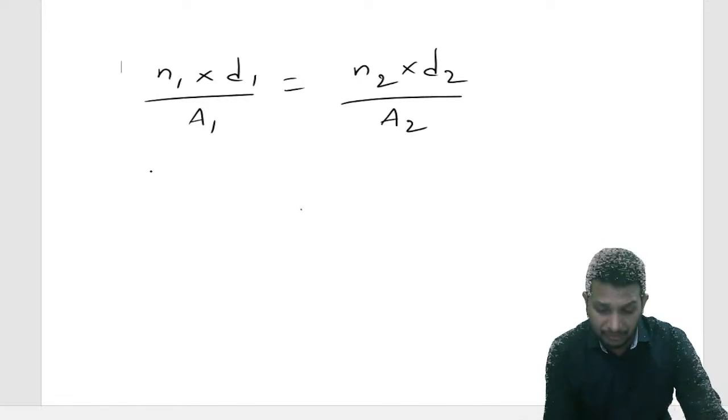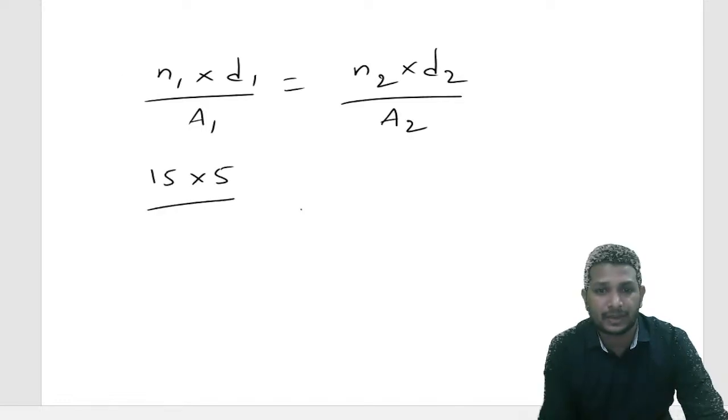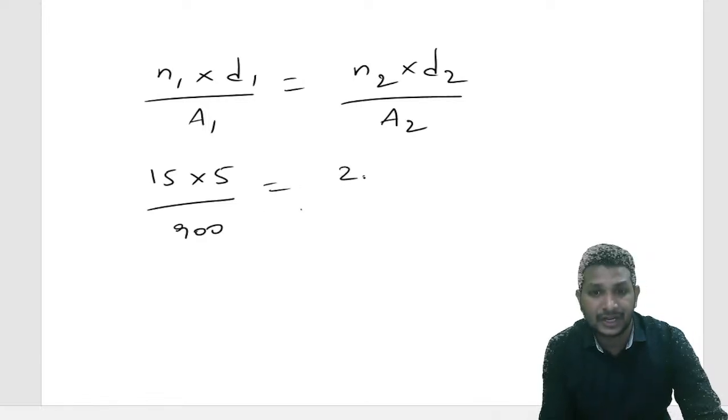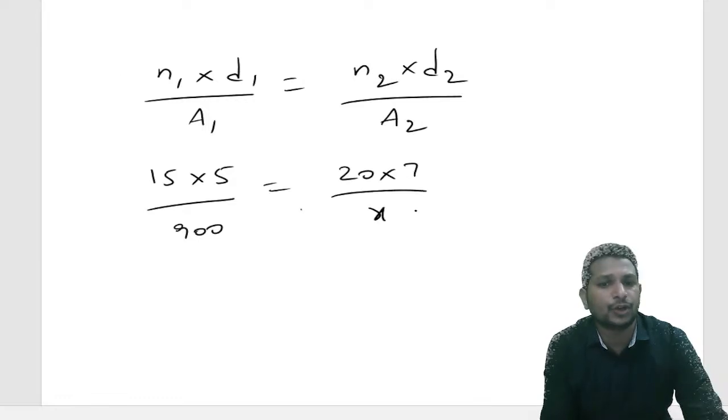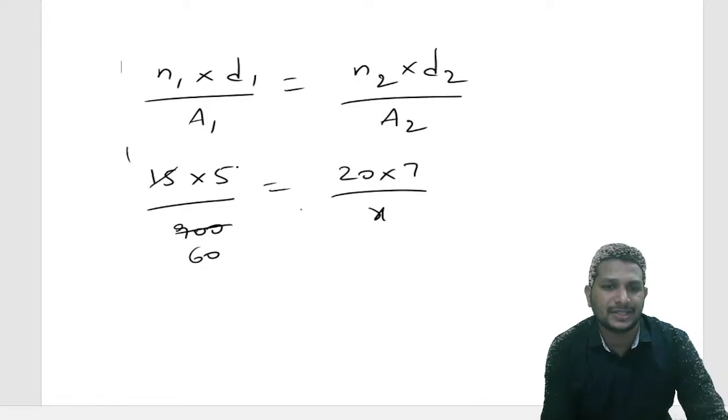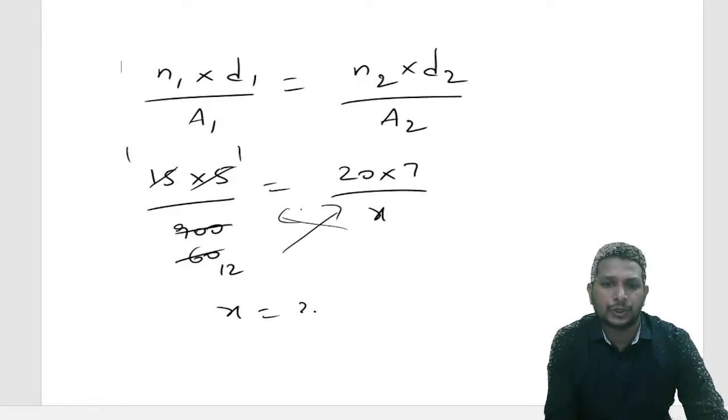Okay. So number of boys in the first case is 15 into number of days they earned, which is 5. How much amount are they earning? 900. So in the next case, 20 and the days are 7. We don't know the amount. So now 15, 5, 900 and 20, 7, x. If I do the cross multiplication, x equals 20 into 7 into 12.